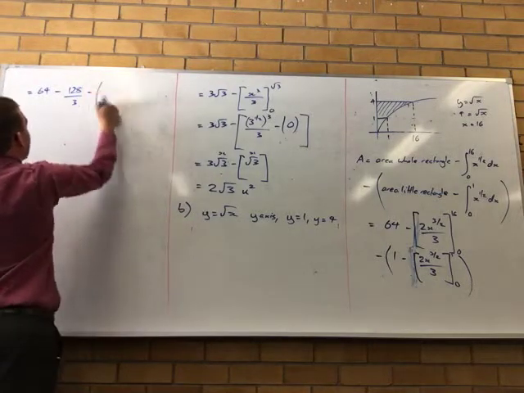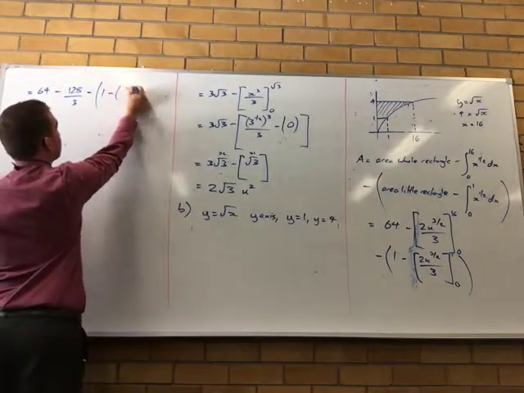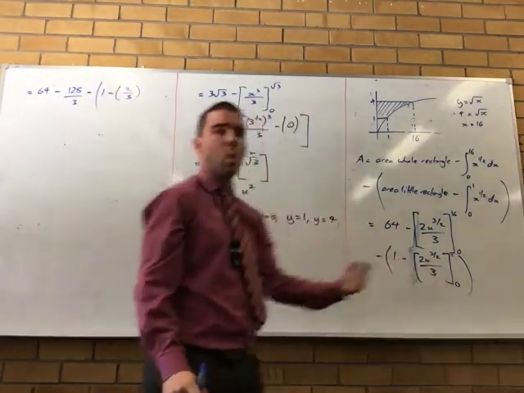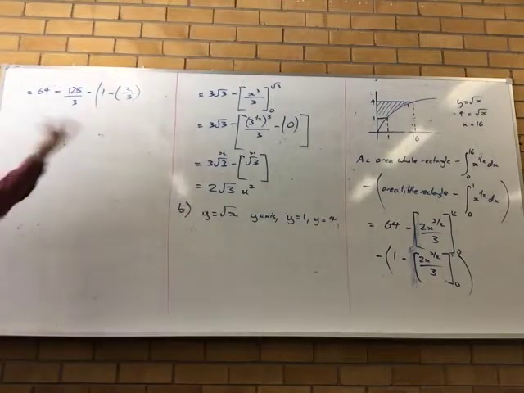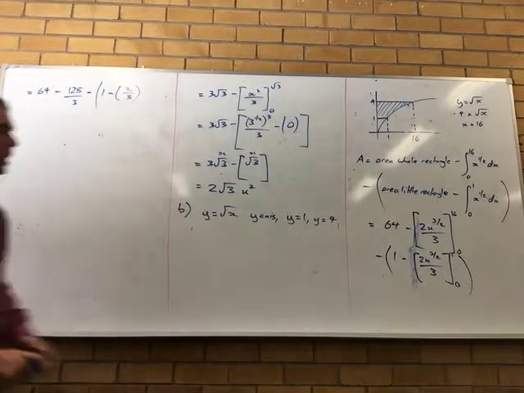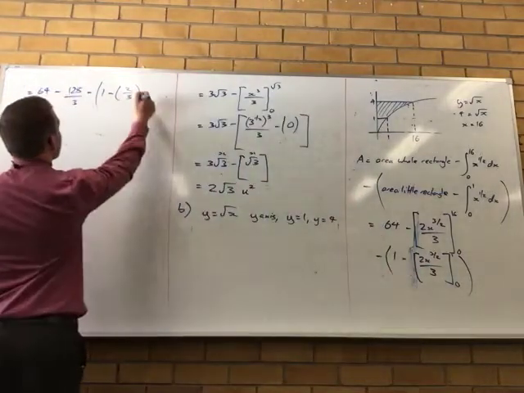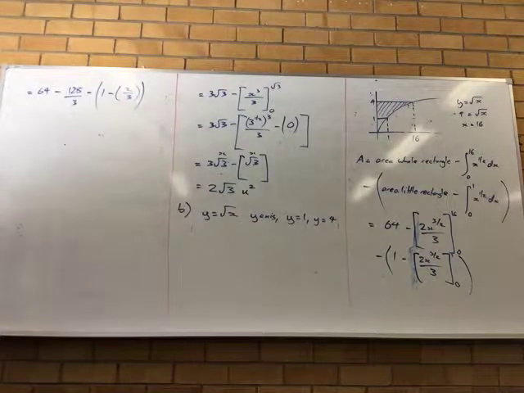Take away, in brackets, 1 minus, open brackets again, and this one's just going to be 2/3 because x is 1, and 1 to the power of any number is still 1. And minus 0, because of the second point here. Anyway, done enough examples, hopefully you remember what we're doing.